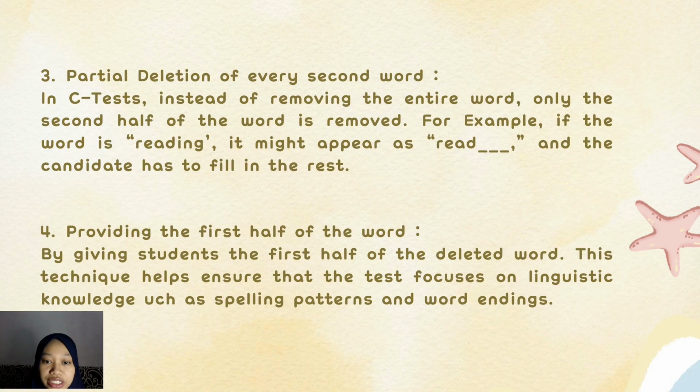Third, partial deletion of every second word. In C-test, instead of removing the entire word, only the second half of the word is removed. For example, if the word is reading, it might appear as read, and the candidate has to fill in the rest. Fourth, providing the first half of the word. By giving students the first half of the deleted word, this technique helps ensure that the test focuses on linguistic knowledge, such as spelling patterns and word endings.